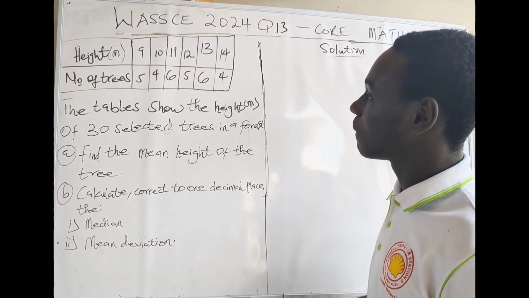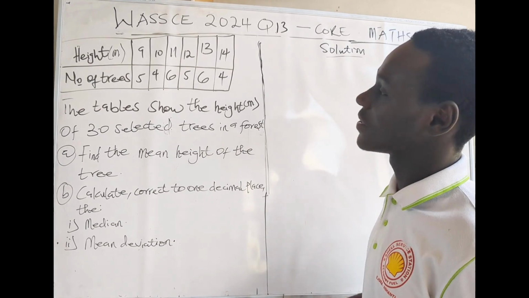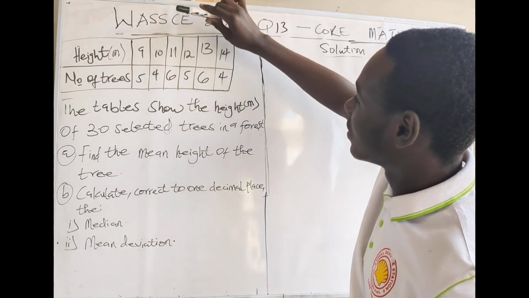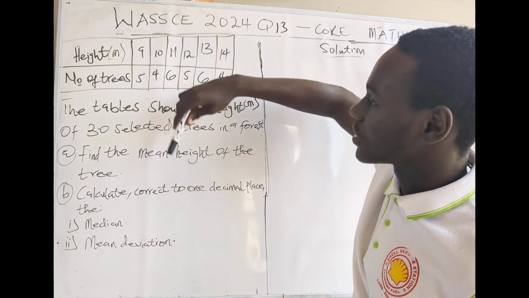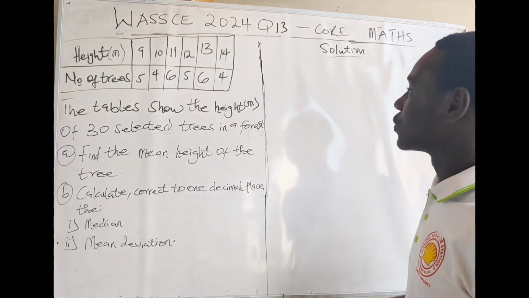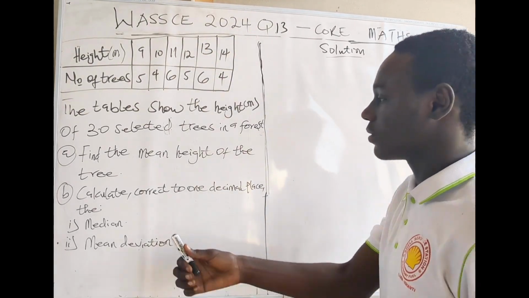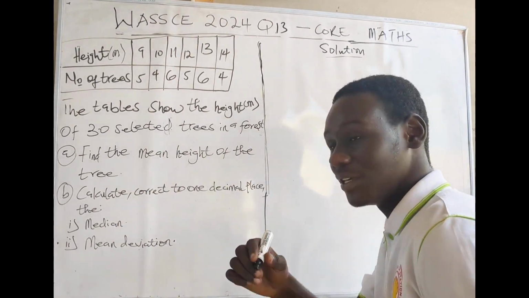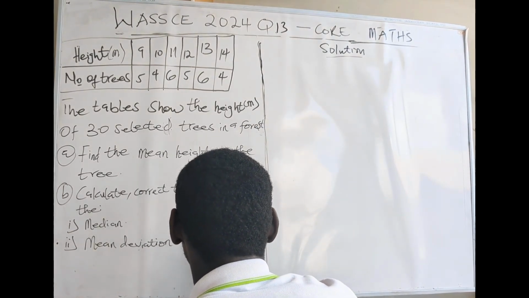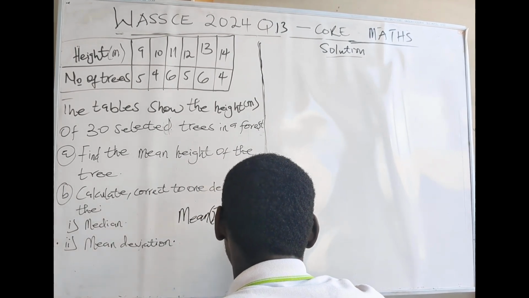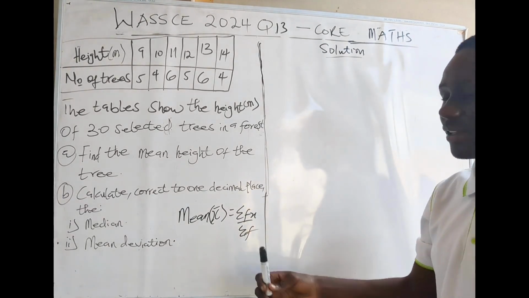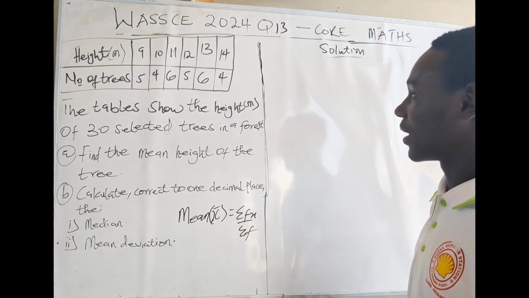So, first of all, let's look through our table before we start our work. Height is here, and that's m: 9, 10, 11, 12, 13, and 14, which corresponds to the number of trees 5, 4, 6, 5, 6, 4. Part I says we should calculate the mean height. So our mean height is equal to sigma fx over sigma f.